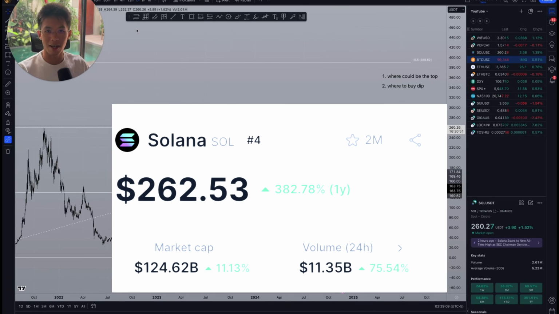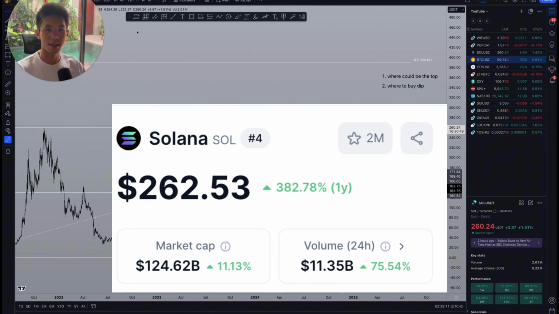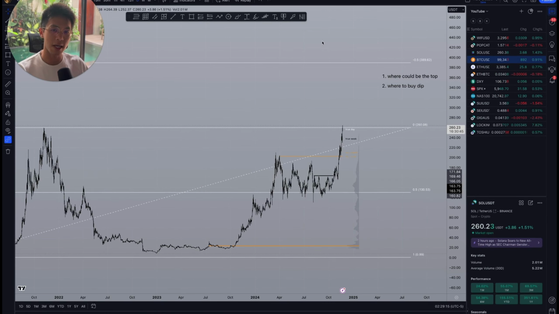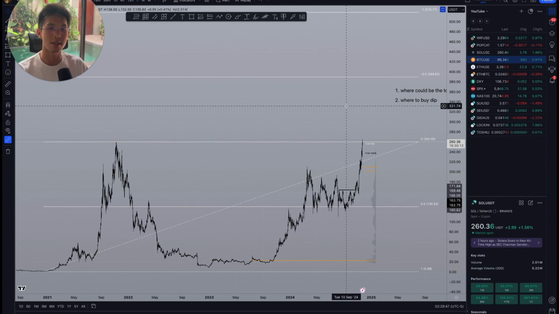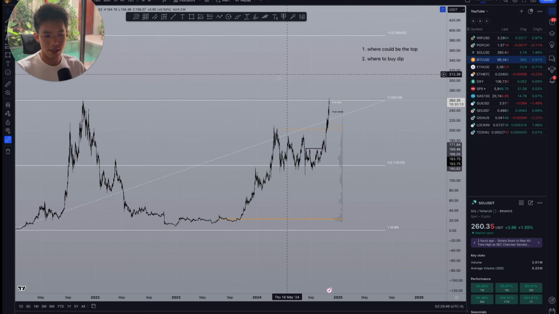So with Solana finally hitting a new all-time high since 2021, there are two main questions going around most people's heads. Number one: where could the top be, so that you can secure your money and get out? Number two: where could a possible bottom be after some kind of retracement? Either you have Solana already and you just want to add, or if you don't have Solana yet and you want to buy some, then these are two questions that we will answer in this video. Without any further ado, let's jump right into it.